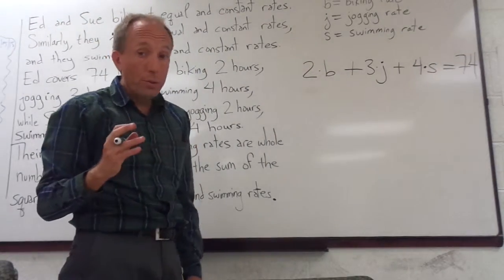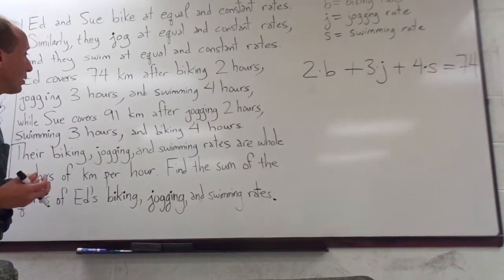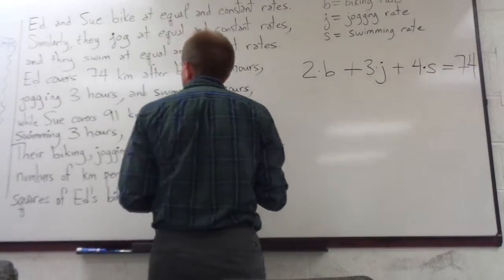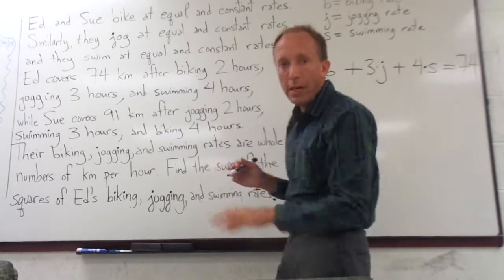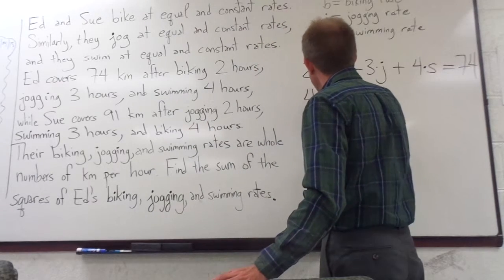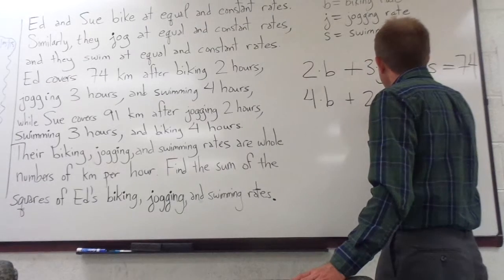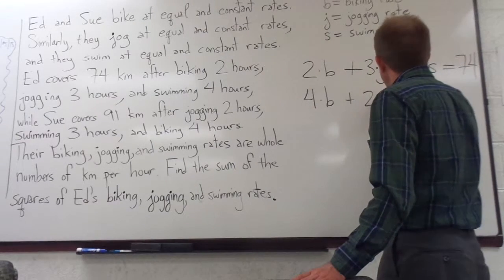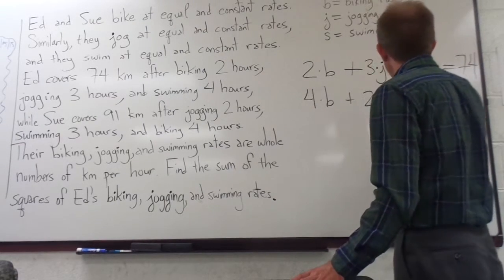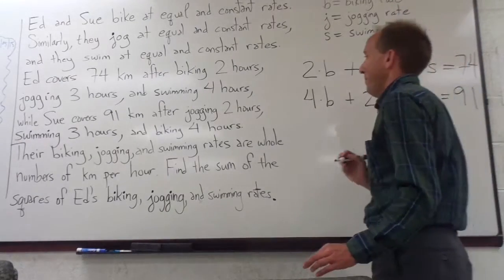Now with Sue, we can set up another equation. She covers 91 kilometers, but her equation is a little bit different. So I want to put these parameters in the same order. So she biked for 4 hours, so 4B. She jogged for 2 hours, that's 2J. And then she swam for 3 hours, so that's 3S. That one adds up to 91. Okay?